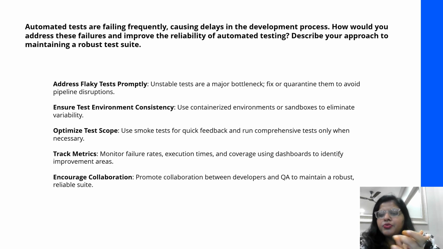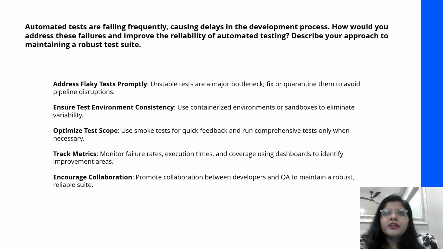Unstable tests are a major bottleneck, right? So what we need to do is either fix them or quarantine them, so those test cases would not even execute. Addressing flaky tests promptly is the first thing we need to do. In our case, there were a lot of test cases which were automated but were not working when the regression was executed. So we tagged them as maintenance and removed them from the test suite so that at least the rest of the automation works fine.